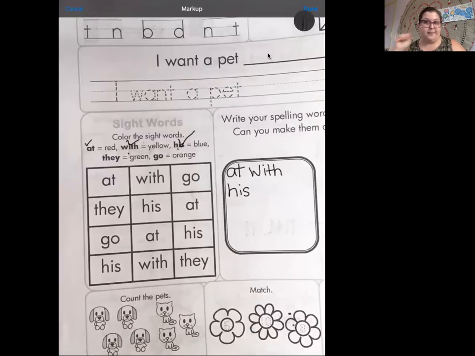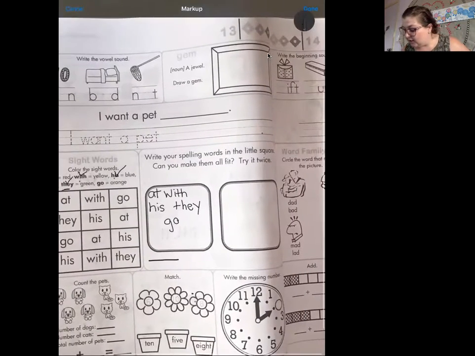What's next? Tell me. Let me hear you say it. The next word is "they." T, H, E, Y. They. Check mark. And the last one, "go." Go, right? Go to the store, or go see your brother. Go. G, O. Good job. So now you're gonna do it in the next square.